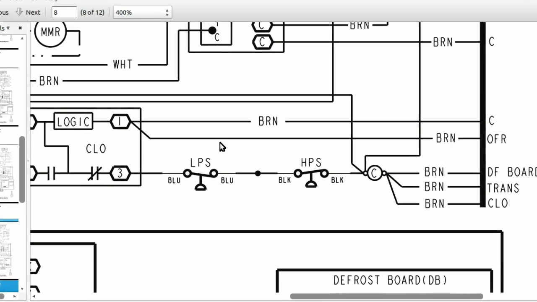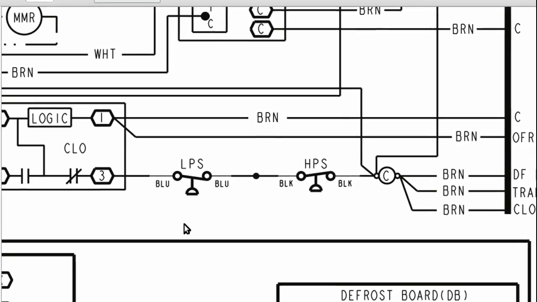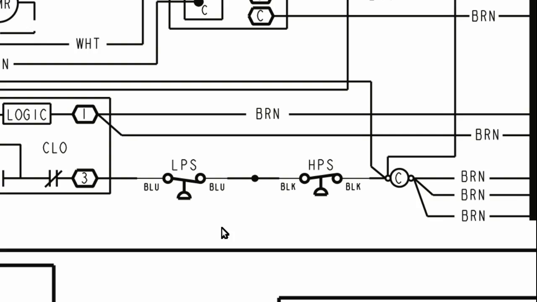Here's a little pressure switch that gets brazed into the suction line. This low pressure switch is adjustable. Both pressure switches, though, would look about the same on a wiring diagram like this.